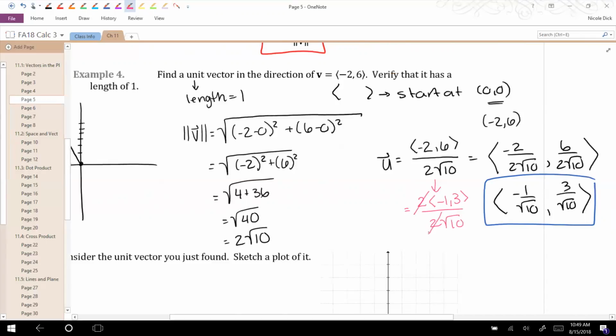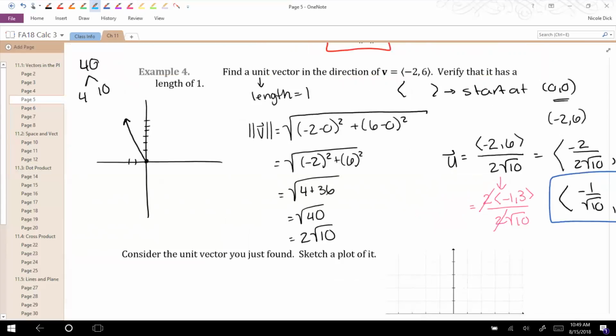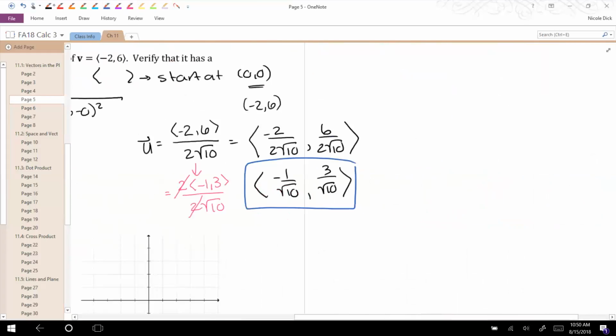Okay. So we are essentially done. We still have to go back and check that it has a length of 1, which won't take too long, but that's a unit vector right now. If we were to graph this vector, and I'm not going to try to sketch it accurately on here, it would have the same direction as our original vector. It'd just be much shorter because now it has a length of 1 instead of a length of 2 times root 10. To verify that the length is 1, and I know I'm out of room here, hopefully you guys have a little bit more.